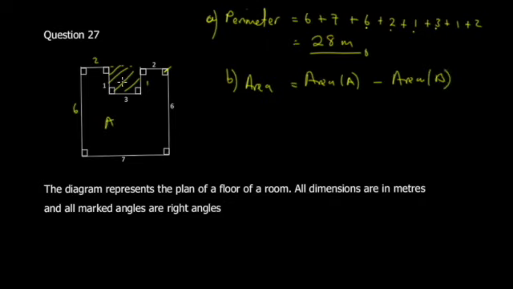So this one will be your area A, this one will be your area B. So which is equal to 6 by 7 minus this one, which is 3 by 1. So 6 by 7 you get 42 here, minus 3 you get 39. 39 what? Square meters. So like this, and it's done. Okay, so this is your area.